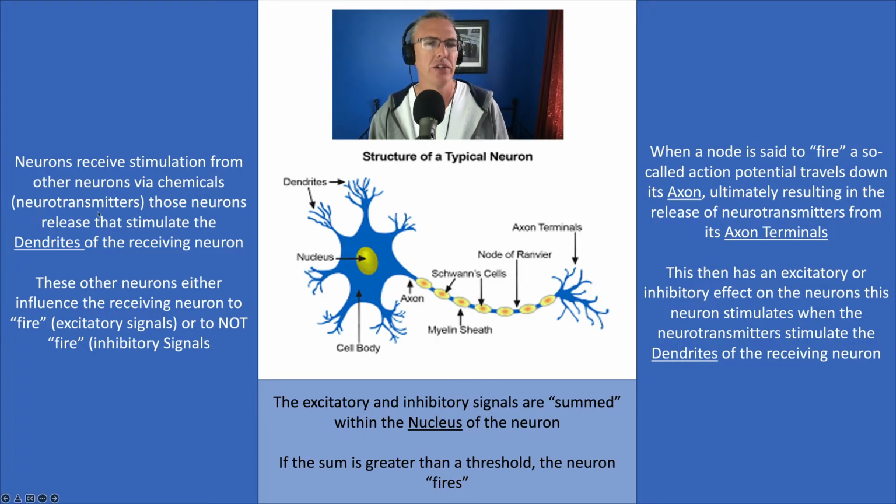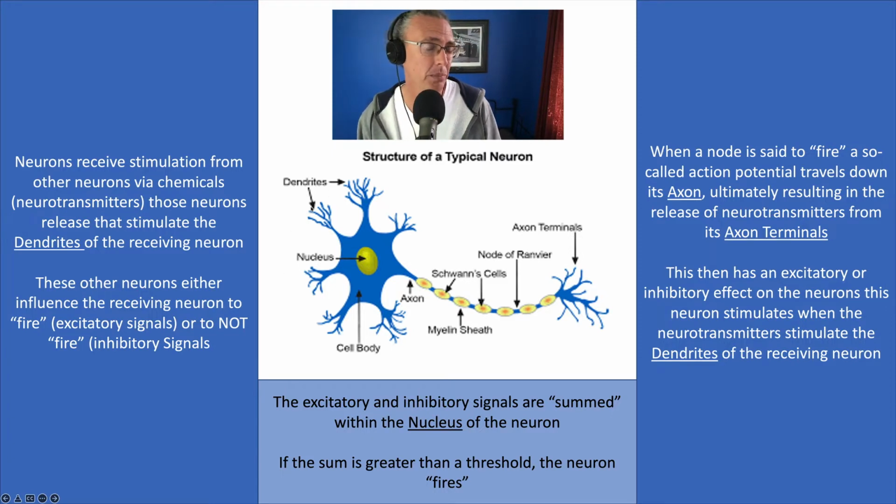Okay, let's start over here. So here's our buddy again, our buddy the axon. And now I'm going to try to tell you the story of this dude and his typical working day. First of all, a neuron like this receives stimulation from other neurons via chemicals those neurons release that stimulate the dendrites of the receiving neuron. Right now this is the receiving neuron, and it's getting signals from other neurons in its dendrites.